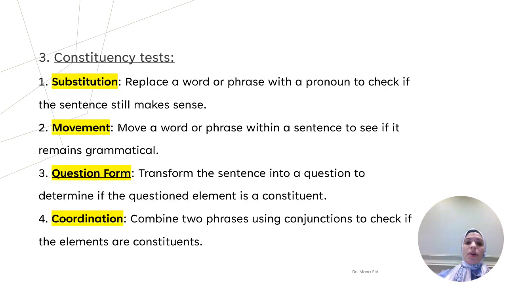The third thing that we're here today to illustrate is constituency tests. We have four different types of constituency tests that we're going to go through today. The first one is substitution. Substitution is when you replace a word or phrase with a pronoun to check if the sentence still makes sense. That means that we cannot replace a noun or a name with a verb.